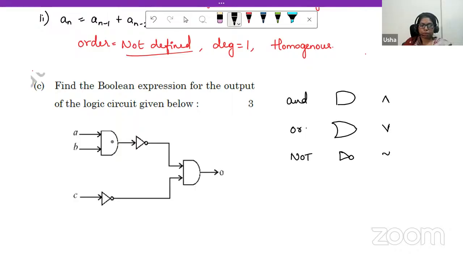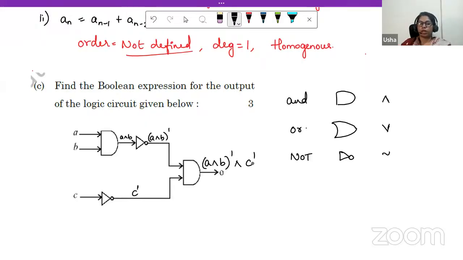See here, A and B are taken for the AND gate, so the output of this is A and B. Then it is passed through a NOT gate, so it becomes A and B whole dash. Don't write individual dashes, it is a whole dash. Then here we have an input C that is passed through a NOT gate, so this is C dash. Both of these are passed through an AND gate. Therefore, the first input is A and B whole dash, and the other is C dash.